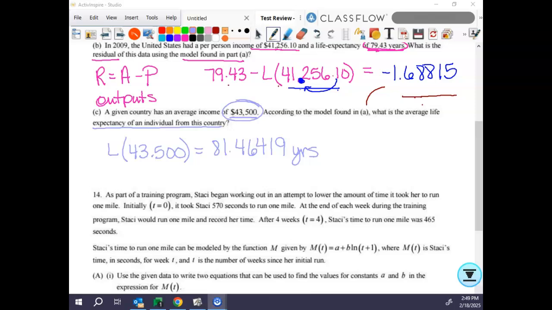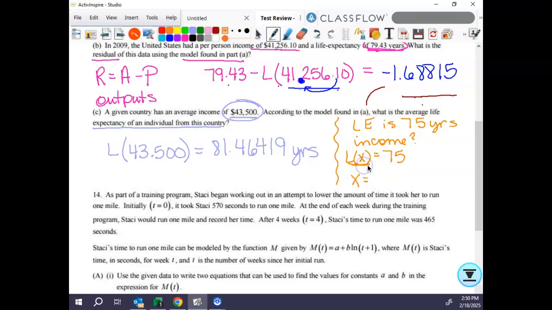Now, I'm going to give you a what if. This is kind of a separate question. What if I asked you, what is the income if we have a life expectancy of 75 years? Okay, so life expectancy is 75 years, and I want to know what is the income. Okay, that means that L of X equals 75, and I want to know what X equals, right?